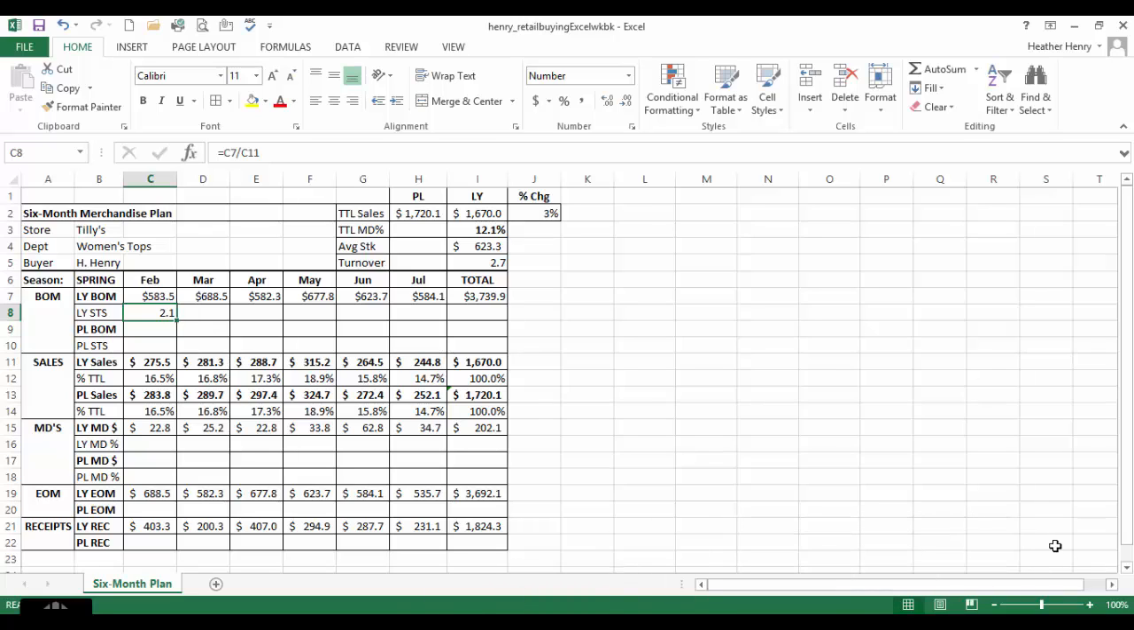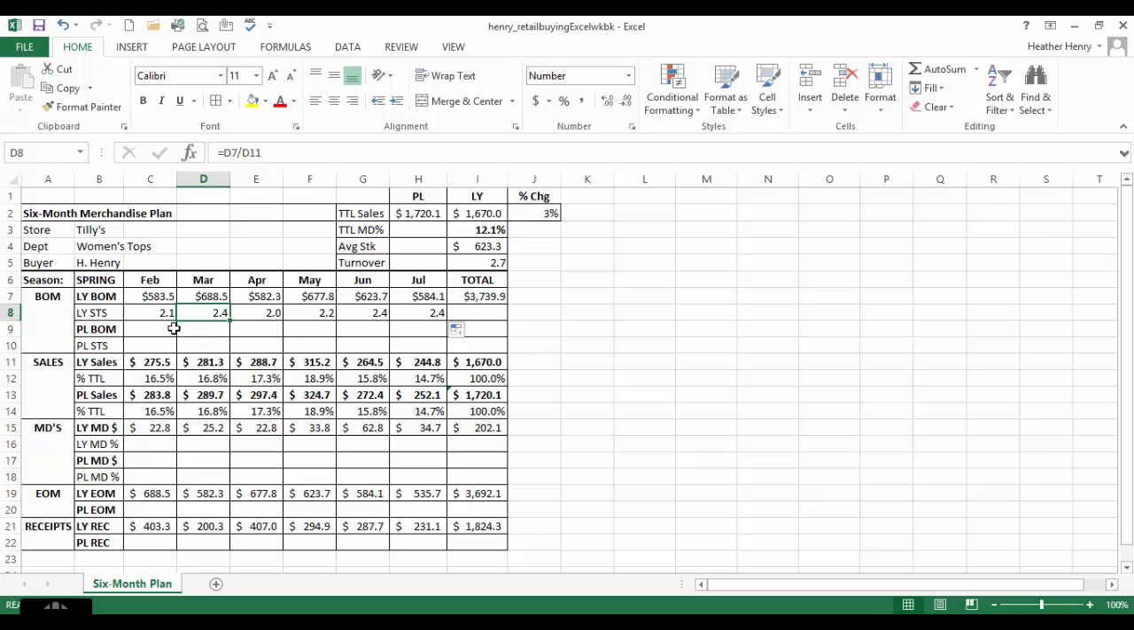This means the amount of inventory that we had starting the month on hand for February is 2.1 times the amount of sales that we generated. So let's go ahead and look at the stock to sales for the remaining months. So we can see March stock to sales was 2.4. So our March beginning of the month on hand inventory was 2.4 times the amount of sales that we generated.